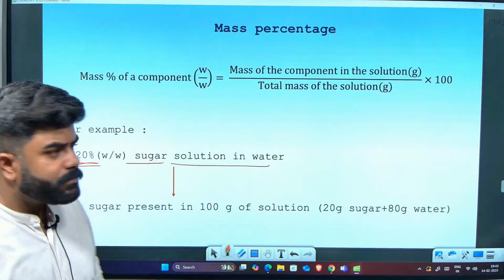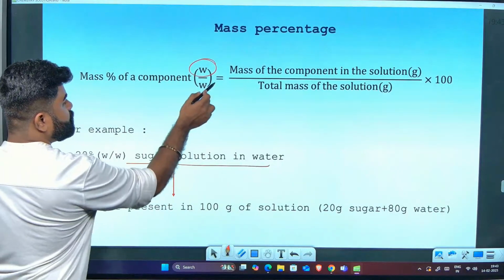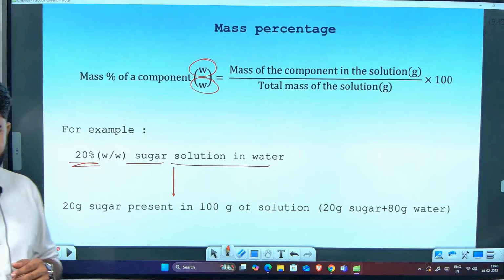What's the importance of the W by W? No, that is just to show it is the mass percent. Mass, so that is given by W there.